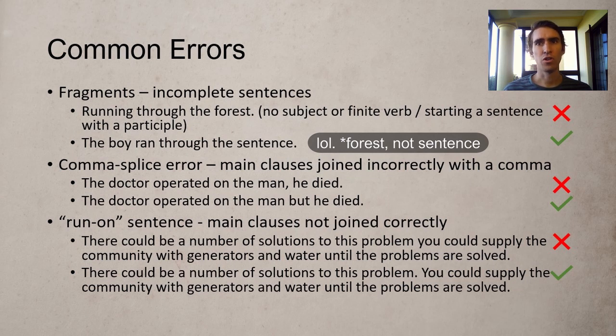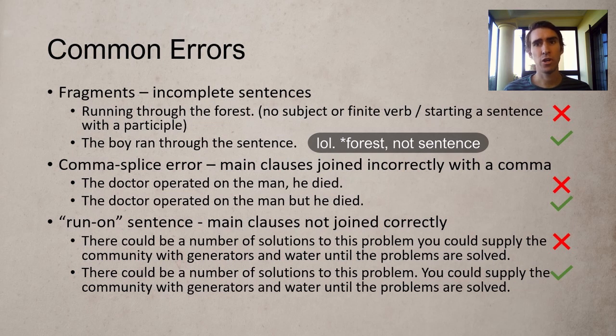So what you would want instead is a sentence like, the boy ran through the forest. In that case, you now have a subject, the boy, we know who actually did it, and we have changed the participle for just the past simple tense, ran. The boy ran through the forest. This is a complete sentence. It has a subject, it has a verb. The previous one does not.